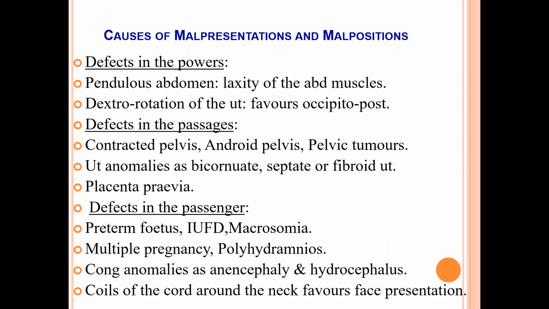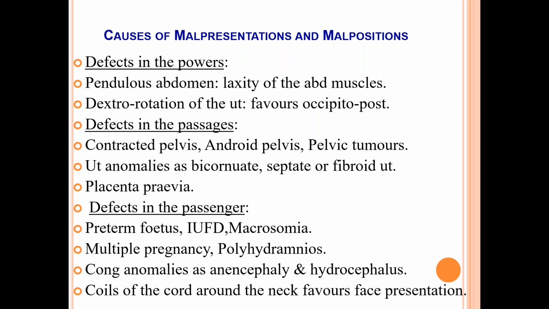Now, why do we have malpresentation and malposition? There can be a defect in power, passage, and passenger. In obstetrics, we talk about these three things during delivery. Power means that the mother has the uterus, which is going to generate contractions that will lead to the delivery of the baby.